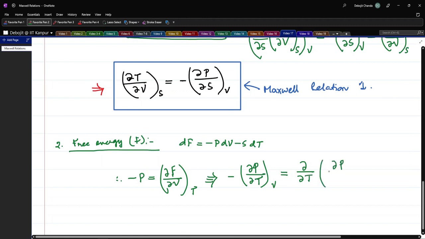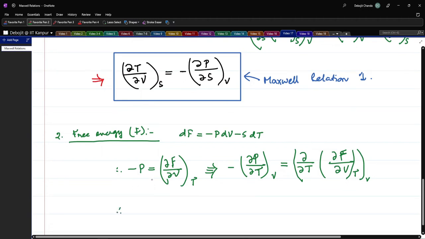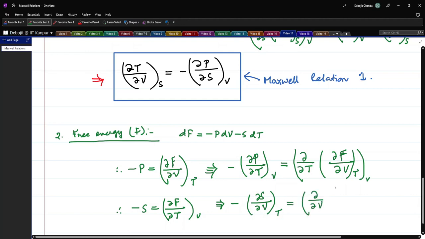del del T of del F del V at T and V. Similarly, we can also obtain here that minus S is equal to del F del T at constant volume, which will imply del S del V at constant T is nothing but del del V of del F del T at constant volume, constant temperature.